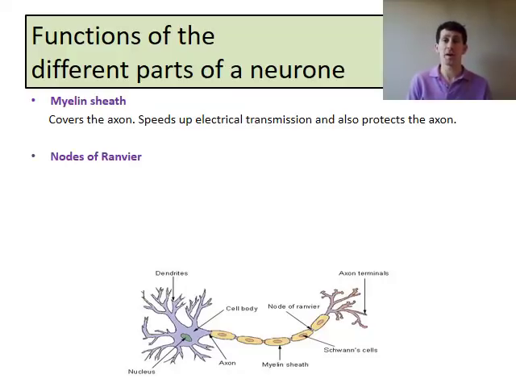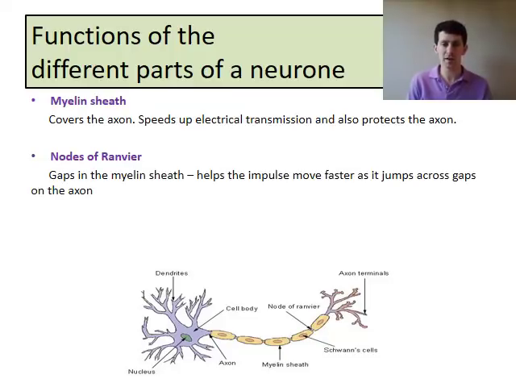And along the myelin sheath, you've got nodes of Ranvier. The nodes of Ranvier are little tiny gaps. You can see them here, here, here, and here. They're little gaps along the myelin sheath, and what that allows the impulse to do is basically jump across. Okay? And that speeds up the transmission of the impulse. So the impulse jumps across the nodes of Ranvier, and that speeds up the transmission down the axon.